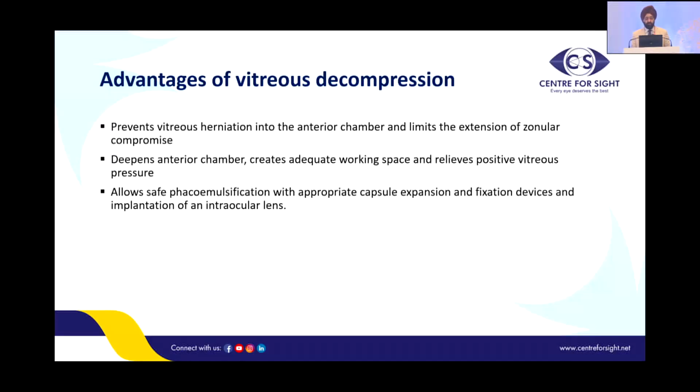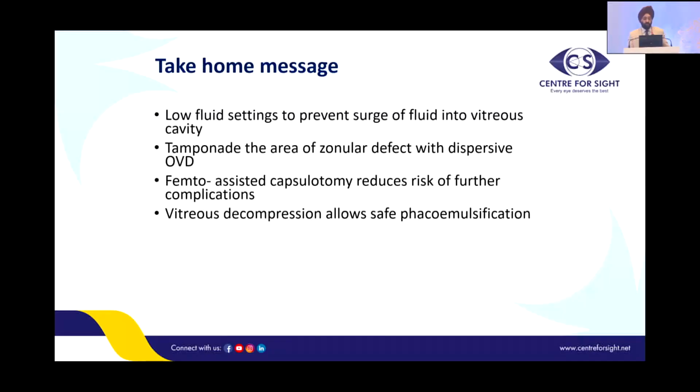The advantages of this vitreous decompression is that it prevents further herniation into the anterior chamber, deepens the anterior chamber, creates the adequate space for you to do phacoemulsification, and you use these capsular expansion and fixation devices to keep the whole thing there. So the take-home message in this is that you need to have low fluid settings to prevent surge, tamponade the area of zonular defect with dispersive viscoelastic, do femto laser assisted capsulotomy, and vitreous decompression through the pars plana route will allow you to do safe phacoemulsification.